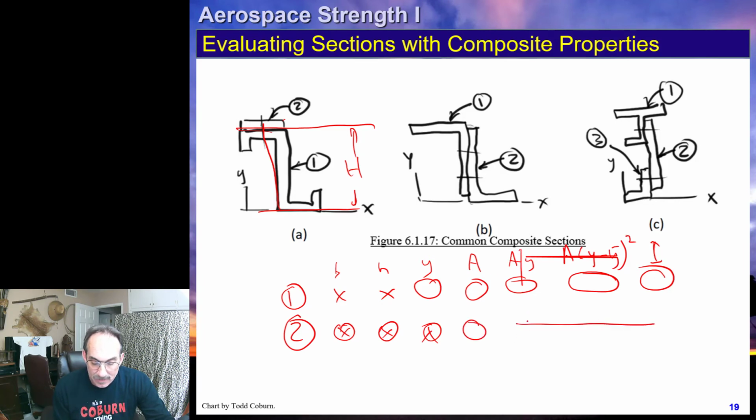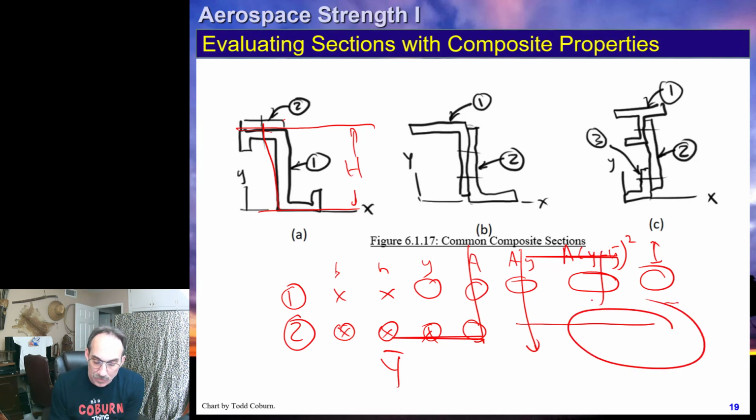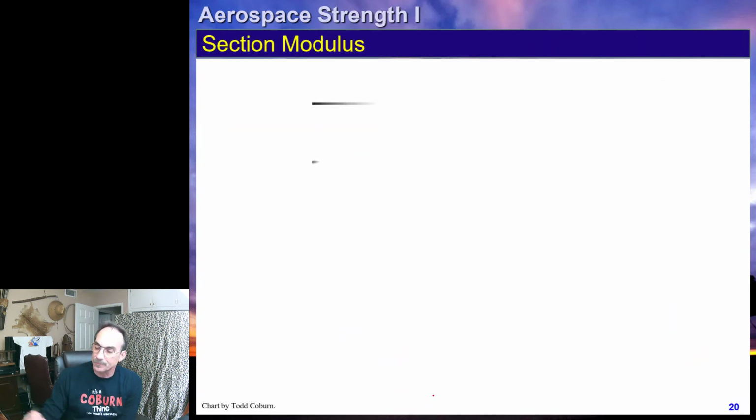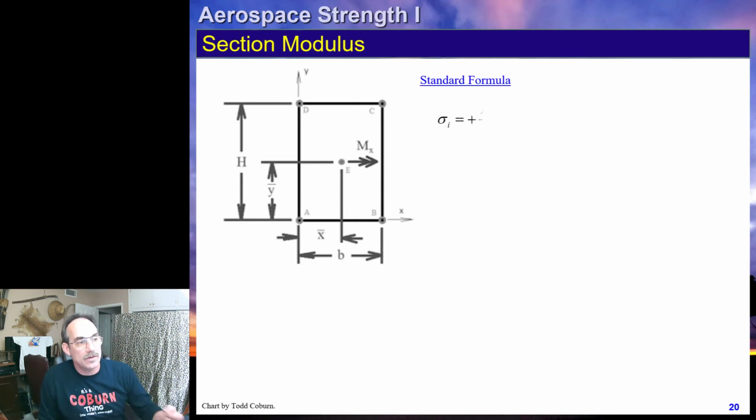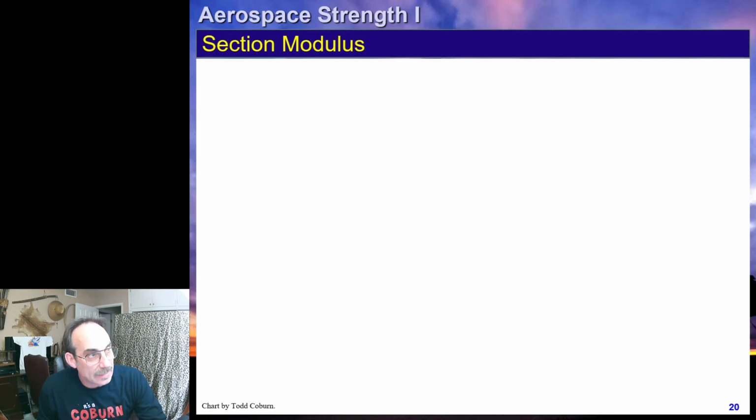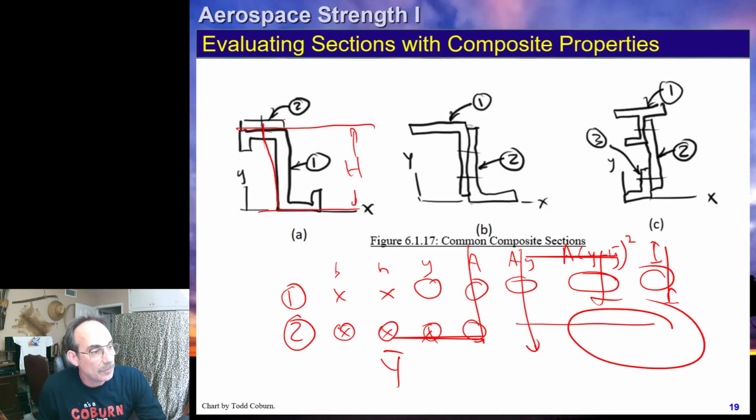And now we can calculate our new centroid by taking the sum of these over the sum of these. That's our y bar of the new section. And our I will be the summation of these two columns added together. Okay? So that's how we do that. I'm going to clean this up.